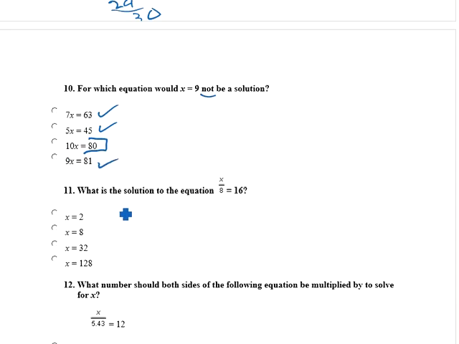Okay, which is the solution to the equation x over 8, or x divided by 8, is 16? Well, we're dividing by 8, so if we want to get x by itself, we do the opposite. So let's multiply that by 8. And if we're going to multiply this side by 8, we've got to multiply this side by 8.